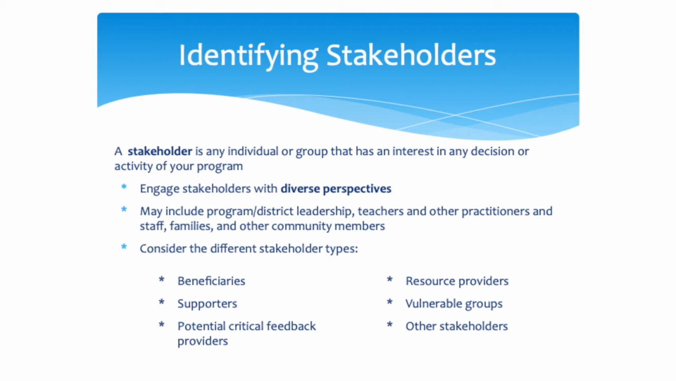As you seek out various perspectives, you can try categorizing or mapping your stakeholders. For example, you might consider the following categories: beneficiaries, or people who could benefit from your program or district's work, people who you expect to support the work, as well as those who may potentially provide critical feedback, stakeholders who provide resources that support your work, or vulnerable groups, or people who may be positively or negatively affected by your work or decision in some way.